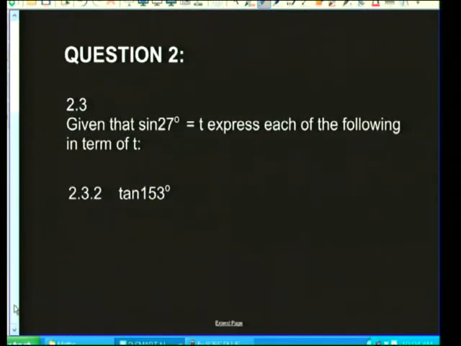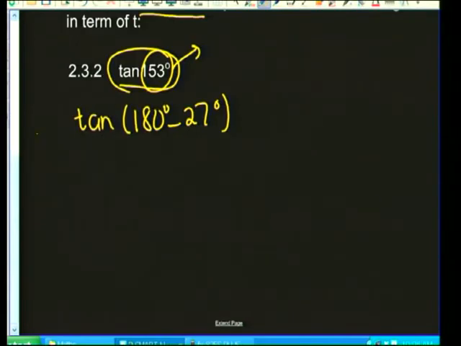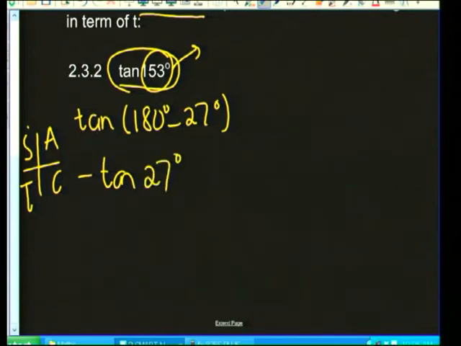It says, given again that sine 27 is equal to t, express each of the following in terms of t. Now we have tan 153. The problem is this 153. We need to first reduce it. So let's see. That could actually equal tan of 180 degrees minus 27 degrees. And remember, looking at CAST, 180 minus is in this quadrant, which makes tan negative, sorry. So that would be minus tan 27 degrees.